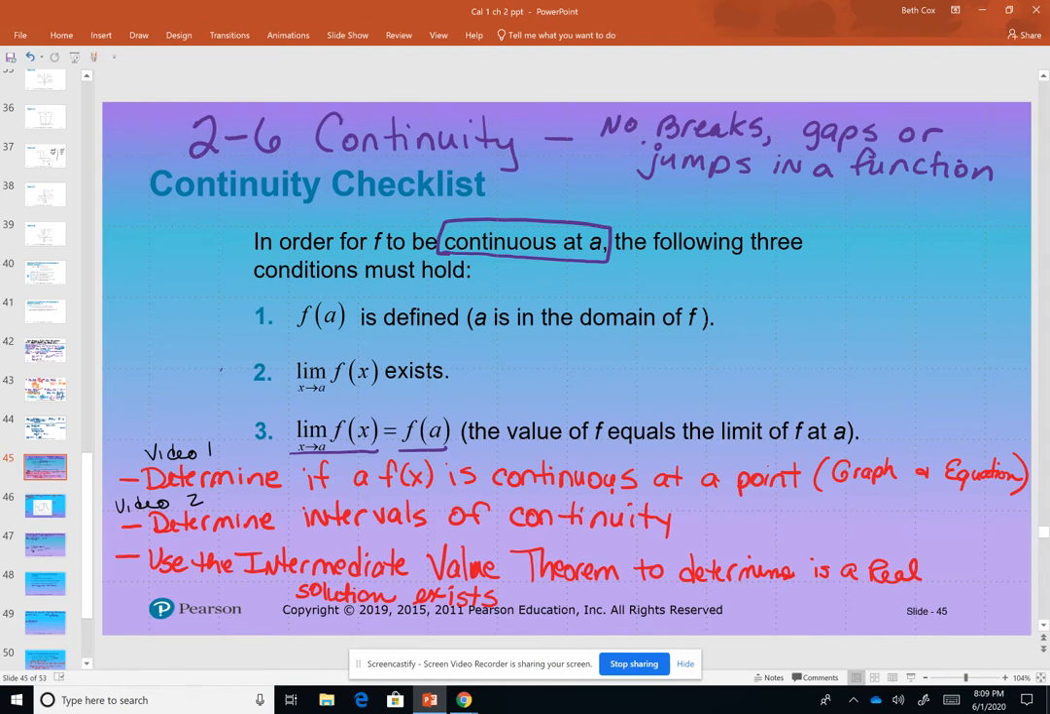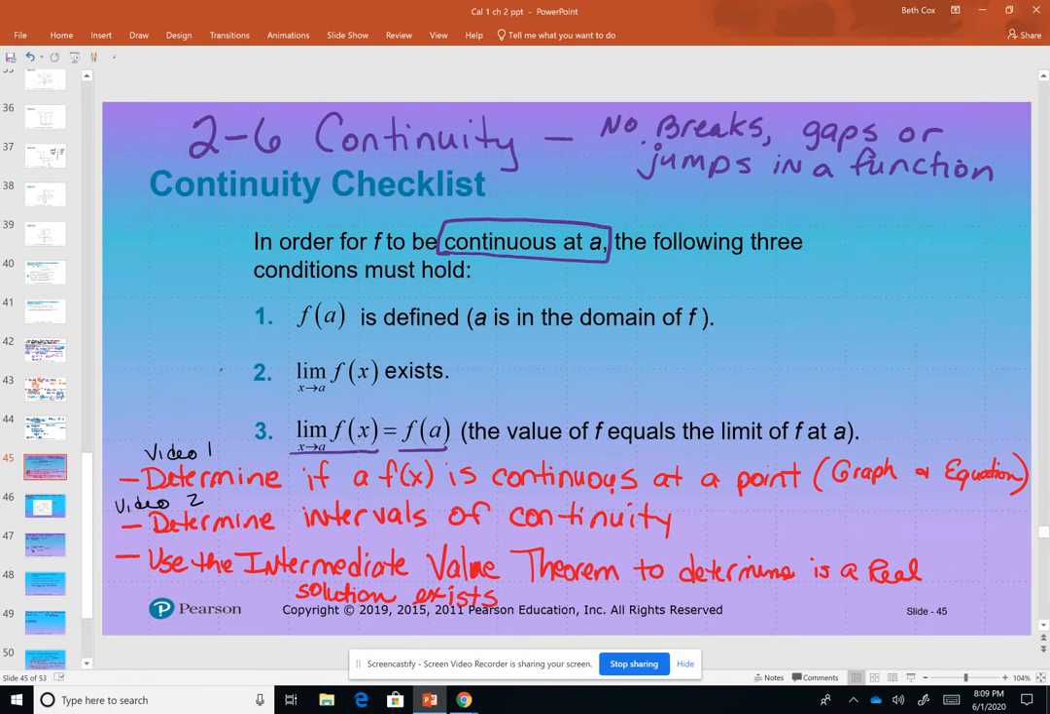Basically, in a nutshell, a function is considered continuous, or it has continuity, if there are no breaks, gaps, or jumps in the function. And we want to know if it's continuous at a particular point. And so if it is continuous at a particular point, it has 3 checklists. We have a continuity checklist.